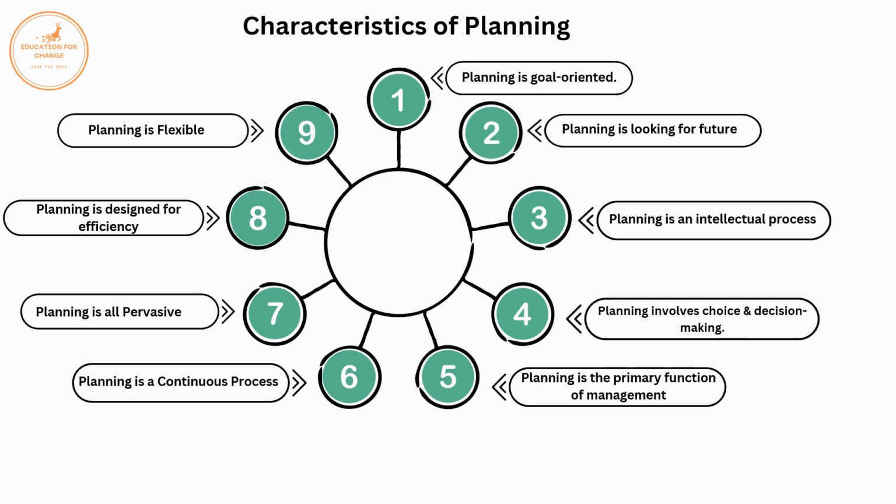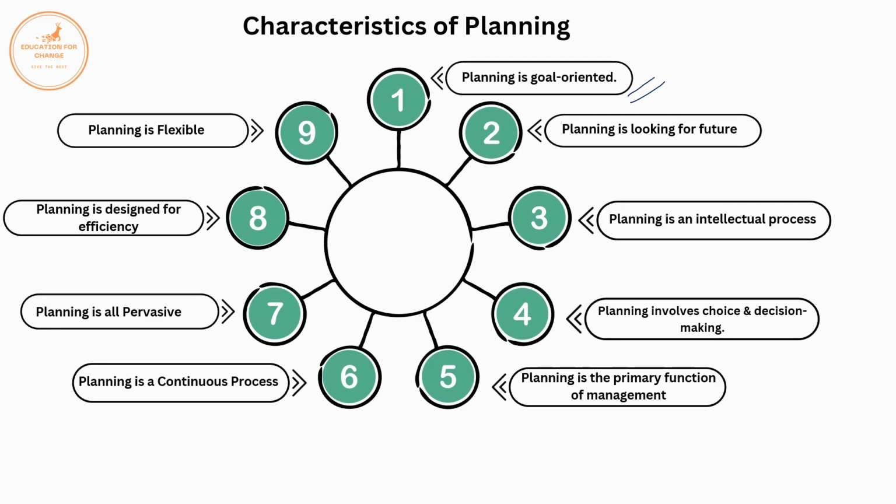The first point is planning is goal oriented. What is the meaning of that? Each and every organization has a certain goal and certain objective. To achieve this goal, they need planning. Whatever characteristics there are, the nine characteristics are not static, they are dynamic and interrelated. Each and every point is related to each other.